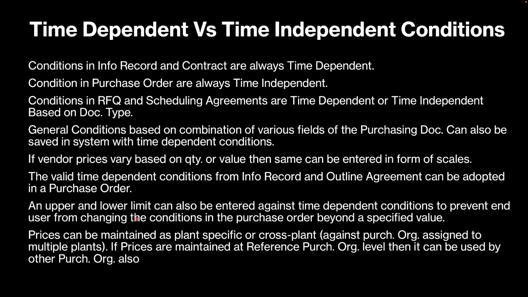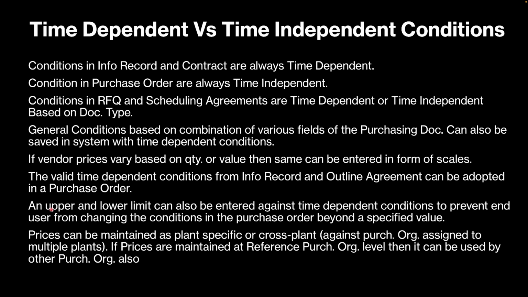Okay, so you can see here the conditions in info record and contract are always time dependent. The conditions in purchase order are always time independent. The conditions in RFQ and scheduling agreements are time dependent or time independent based on their document type. And you also have the facility to maintain general conditions based on combination of various fields of the purchasing document, and you can save them with time dependent conditions. Then if the vendor prices vary based on quantity or value, then you can enter the same through scales, and the valid time dependent conditions from the info record and outline agreement can be adopted in a purchase order.